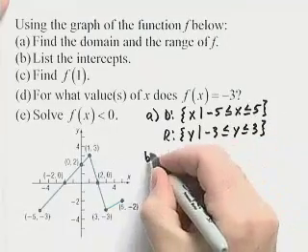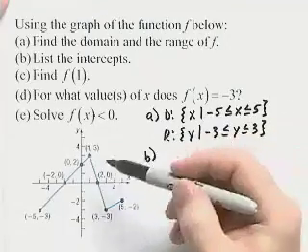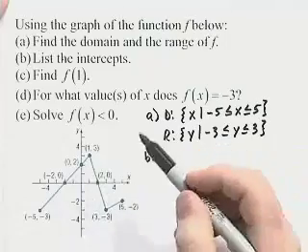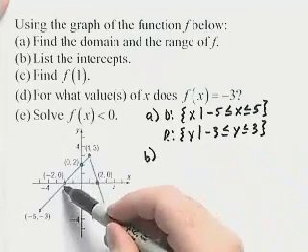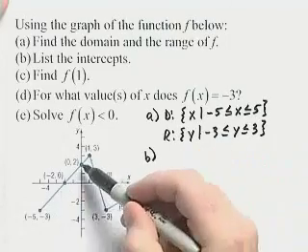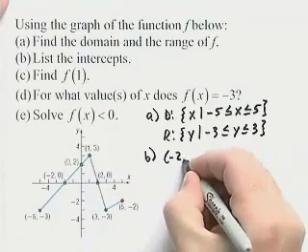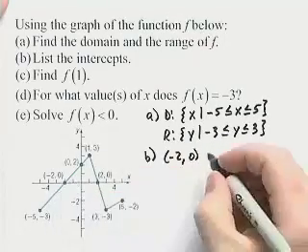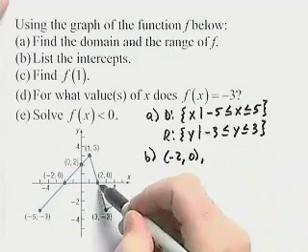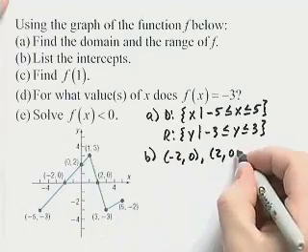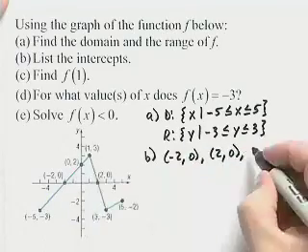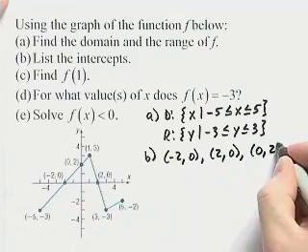For part B, we want to list the intercepts. The intercepts are points where the graph crosses an axis. So we see that it crosses the x-axis at 2 points, and we cross the y-axis at 1 point. So our intercepts are -2, 0. That's an x-intercept. The other x-intercept will be +2, 0. And then we have a y-intercept, 0, 2.